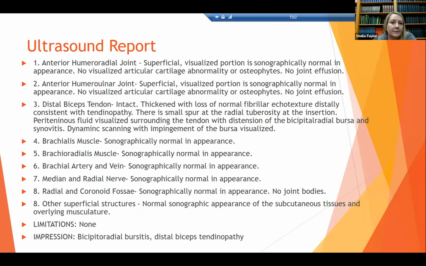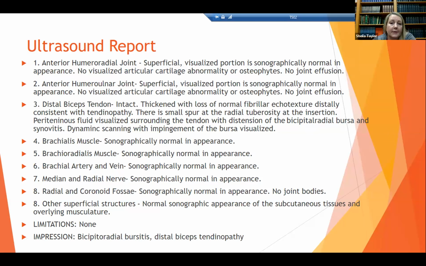So we did visualize her humeral radial joint and her humeral ulnar joint, and the superficial visualized portion is sonographically normal in appearance, with no visualized articular cartilage abnormality or osteophyte, no joint effusion. Moving on to the distal biceps tendon, it was intact, but it was thickened with a loss of normal fibrillar echotexture distally, consistent with tendinopathy.